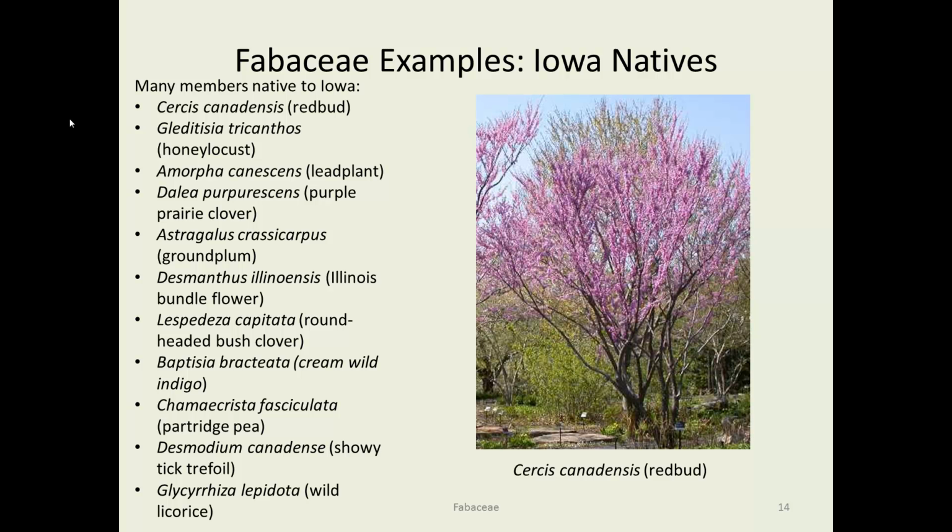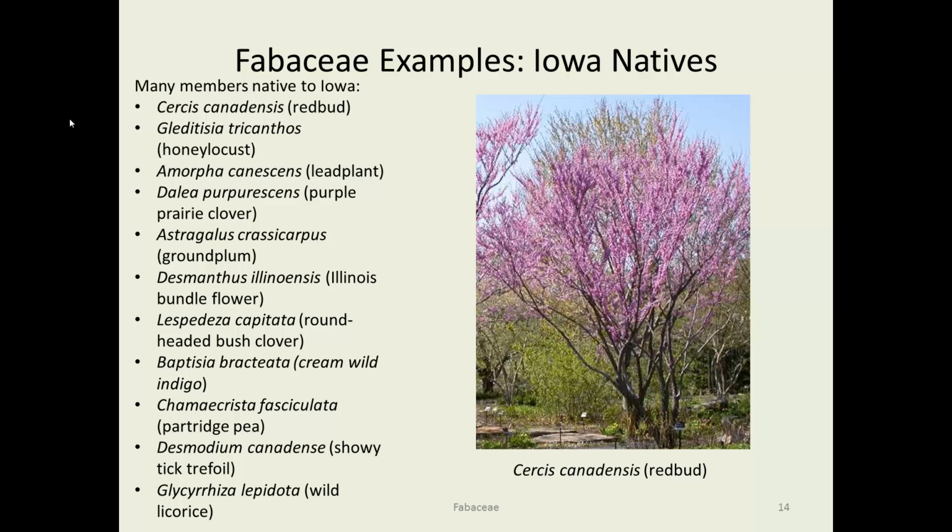Other species, we do have a lot of legumes in Iowa. They were important in the prairie that we had, probably because of their nitrogen fixing ability. They could cope in areas and help other plants in areas where nitrogen was low. Honey locust, we already talked about, with the big thorns. Leadplant's a lovely little shrub that grows in the prairies and some savannas.